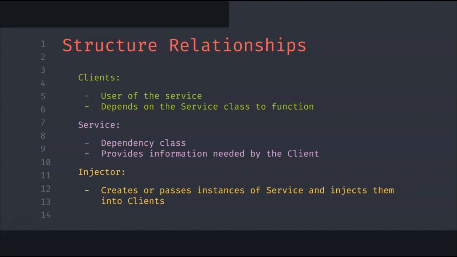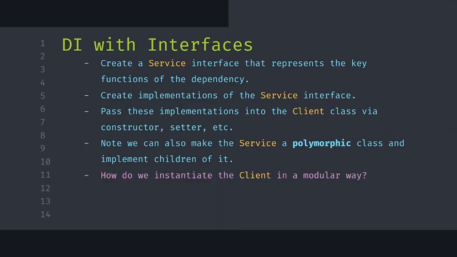The injector class is responsible for creating or passing instances of the service and then providing them to the client class. Essentially, it plays the middleman between the service and the client class by creating dependencies and injecting them into the client. The injections can take the form of the different types of dependency injection that we went over earlier. So now we've seen that, let's look at how dependency injection works with an interface.